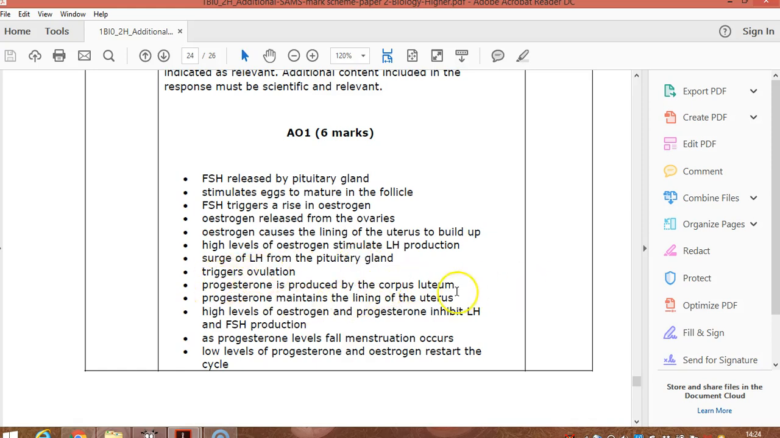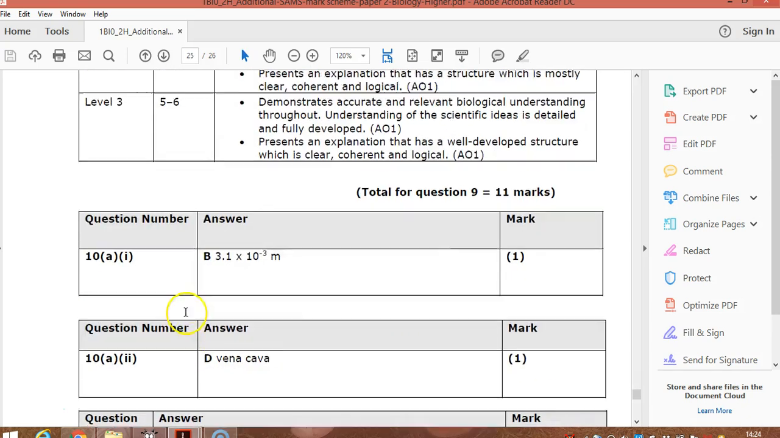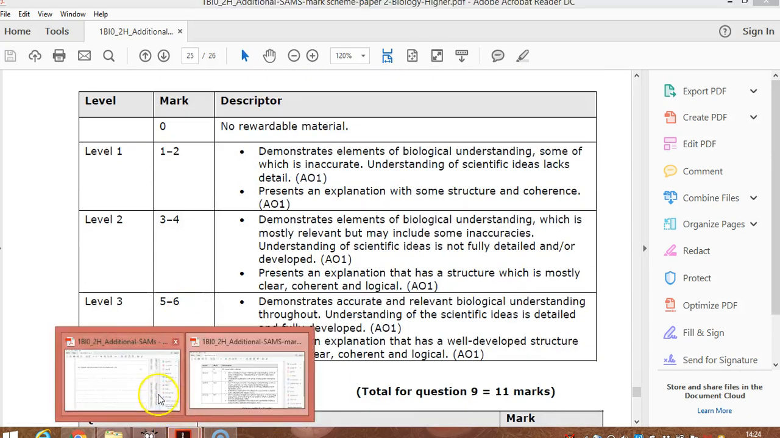Progesterone is produced in the corpus luteum. Progesterone maintains the lining of the uterus. High levels of estrogen and progesterone inhibit LH and FSH production. As progesterone levels fall, menstruation occurs. Low levels of progesterone and estrogen restart the cycle. Right, next bit.